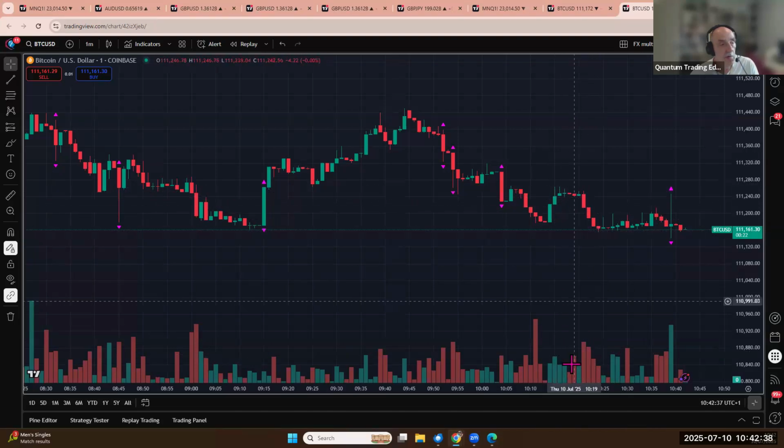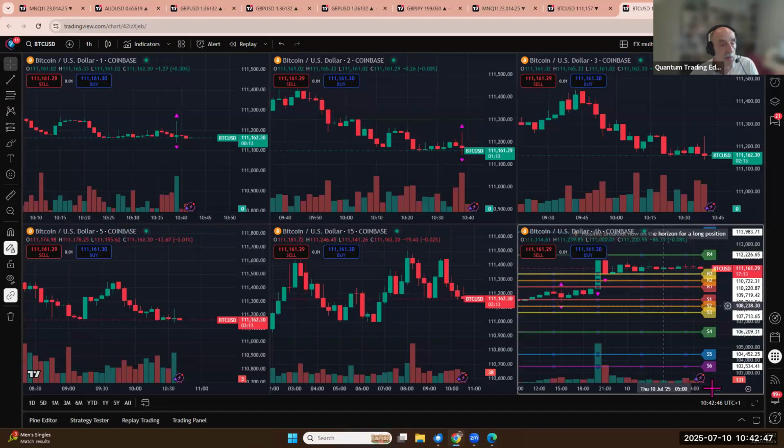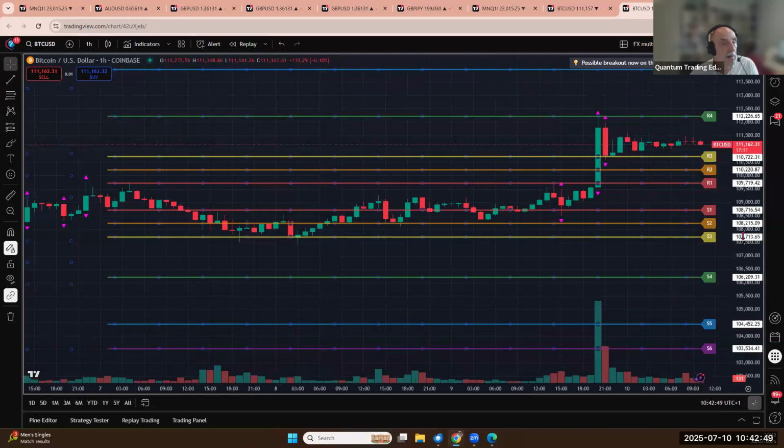Now, what's interesting about that move is we had falling volume, falling price. What is the implication? Not going to go very far. Very simple VPA analysis. Now, what I really wanted to show you was the hourly chart here.